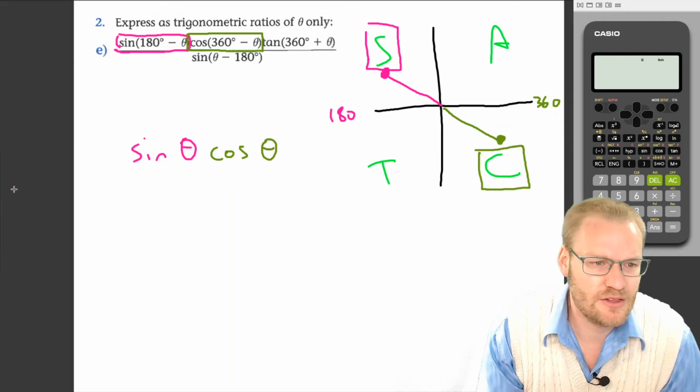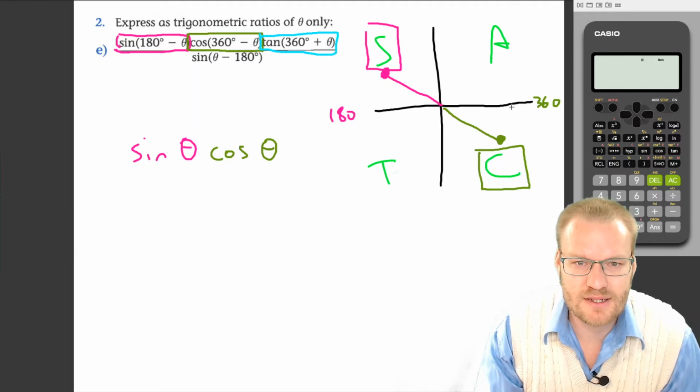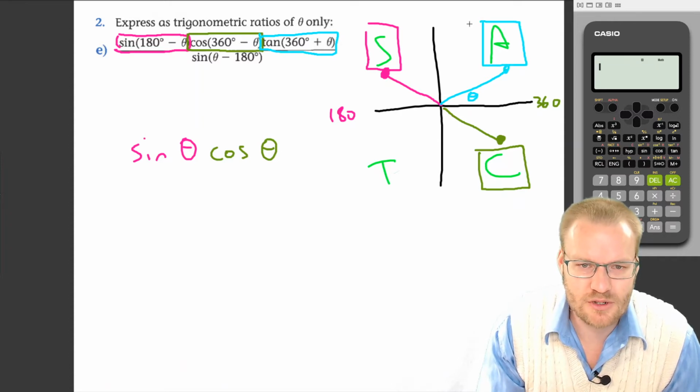Positive or negative? Fourth quadrant, positive. Okay, 360 plus theta. So this part here, 360 we're going to have up a little bit. How far up have we gone? We've gone up by theta. All our trig ratios are positive. In other words, 360 plus we know is exactly the same. This is just tan of theta.